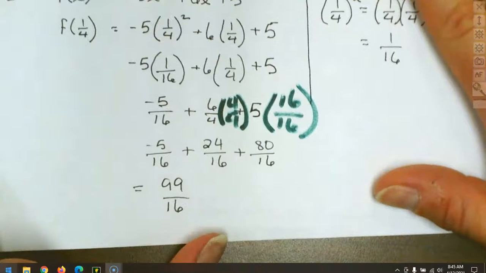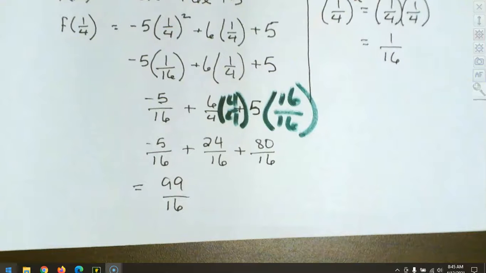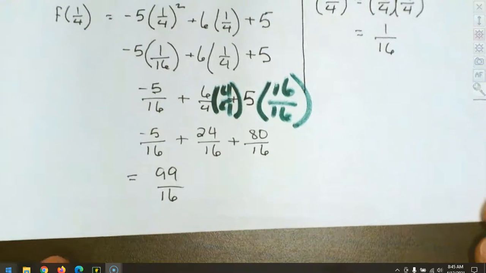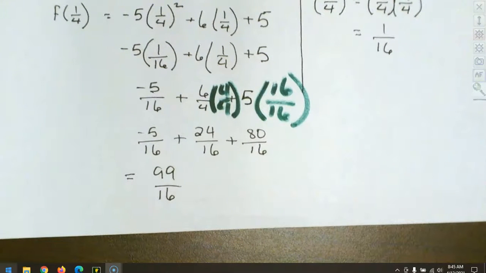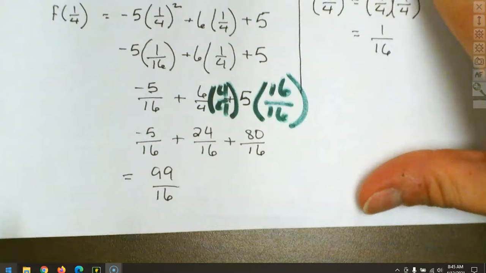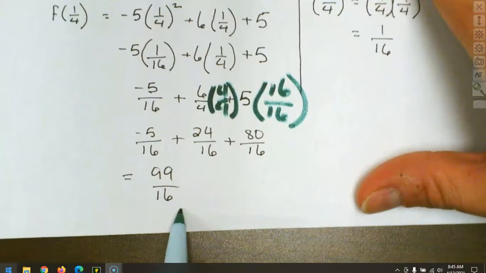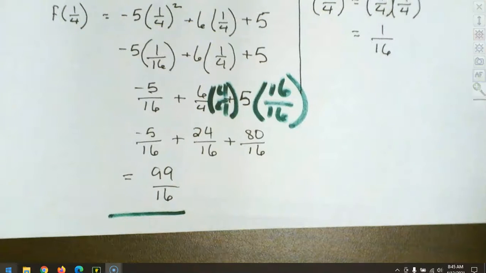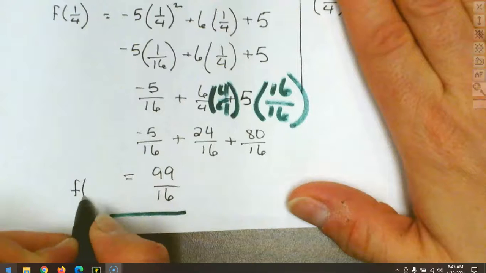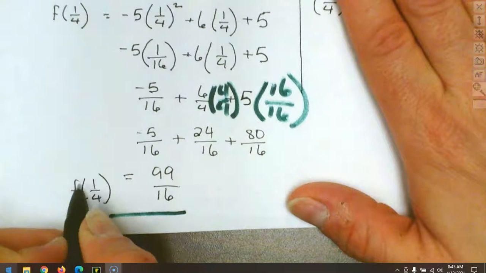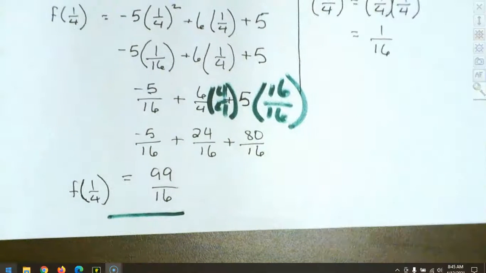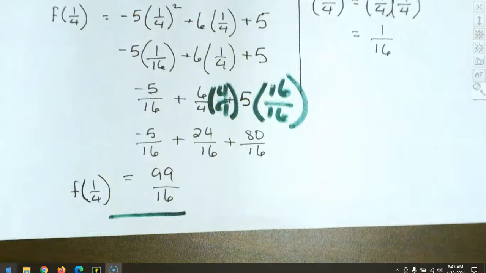99/16. And that's not going to reduce down anymore because 99 is 9 and 11, which is 3 and 3 after that. 16 does not have a 3 in it. So that's as far as we can go. So f of 1/4 in this case is 99/16. Is everyone okay with how I did that?